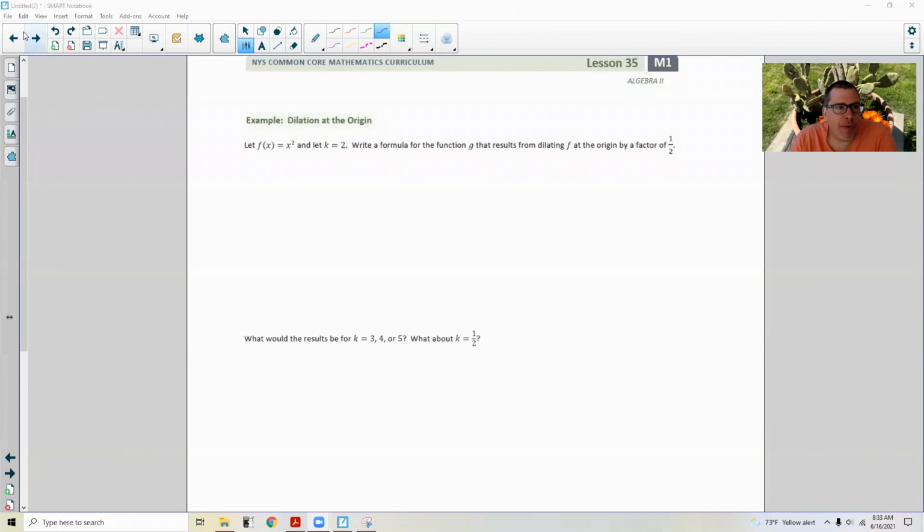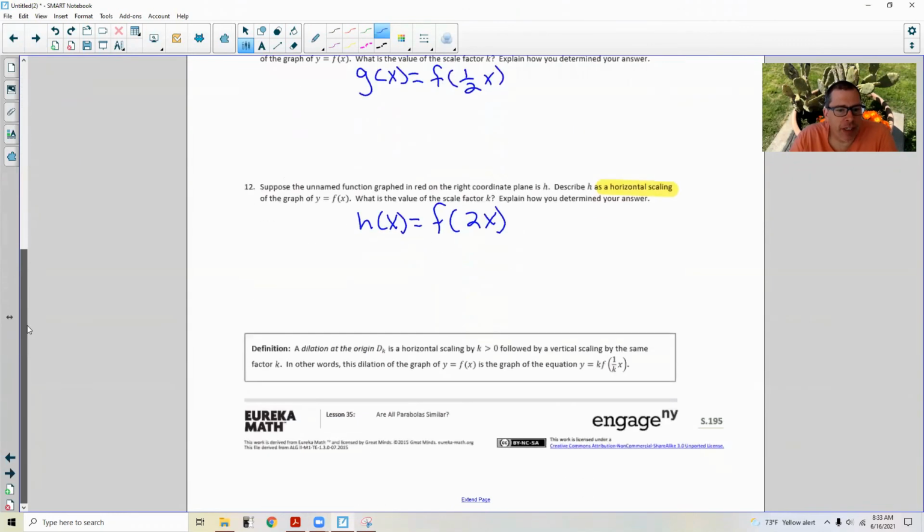Okay, this is page 6, but before I go any further, let's go back for a second. Page 5 at the bottom, I forgot to say that there's a definition there, and it says a dilation at the origin D sub k is a horizontal scaling by a factor of k greater than 0, or positive, followed by a vertical scaling by the same factor k. In other words, this dilation of the graph y equals f of x is the graph of the equation y equals some constant k times f of 1 over k x. So there's the definition of the horizontal scaling, a dilation at the origin.